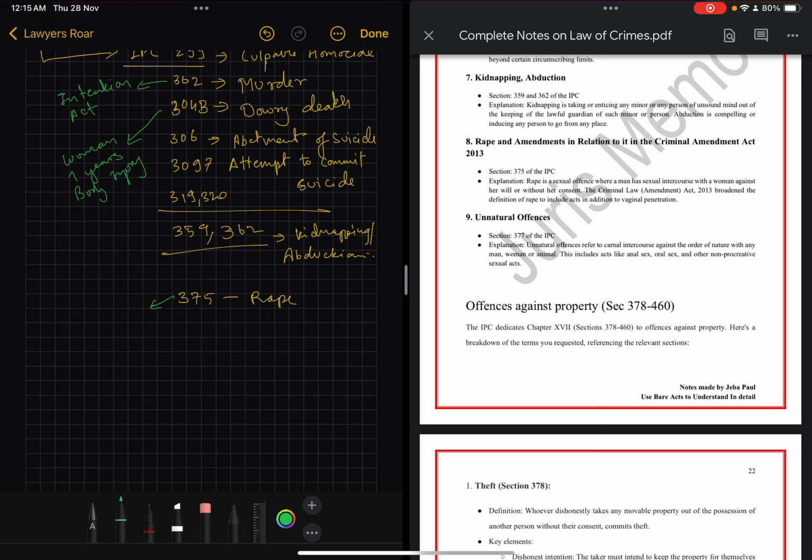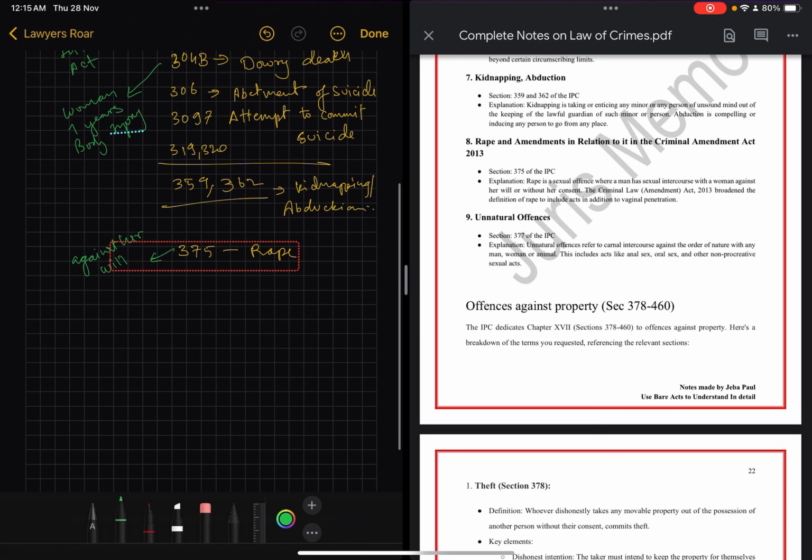There are two key phrases in 375. One is against her will, and by her will it means it's only done against women. So any rape against men is still a question. The second part is without her consent. So these are the two keywords you should utilize when you write this.